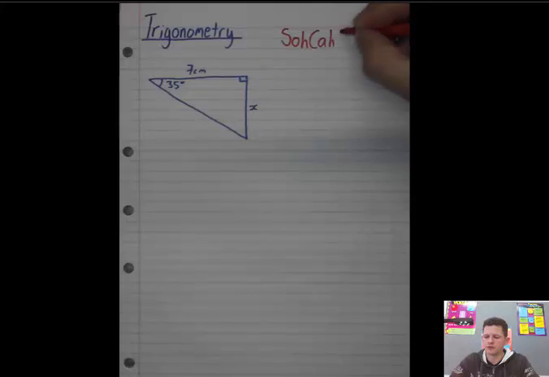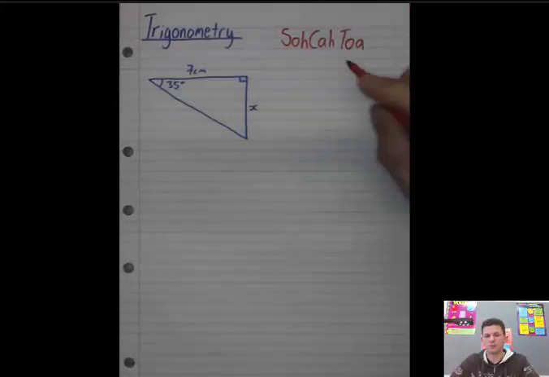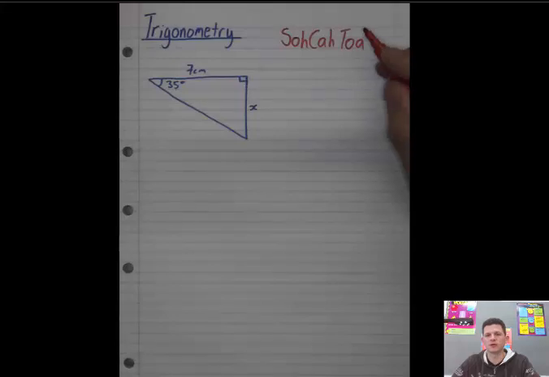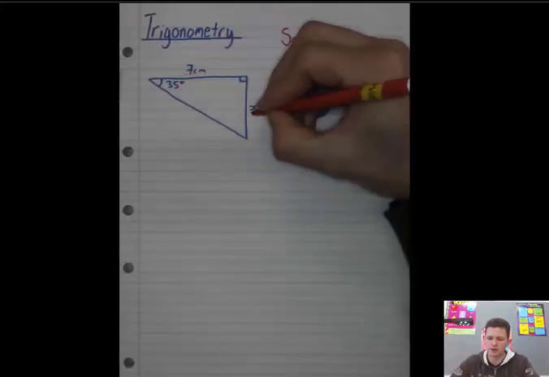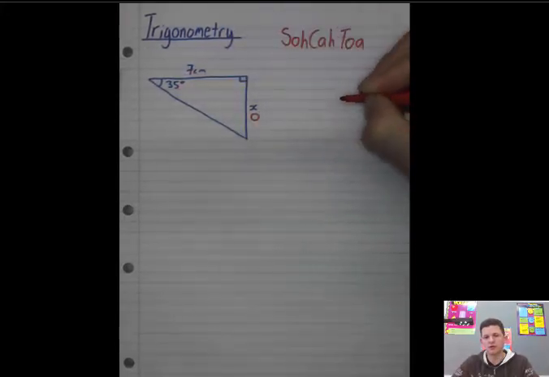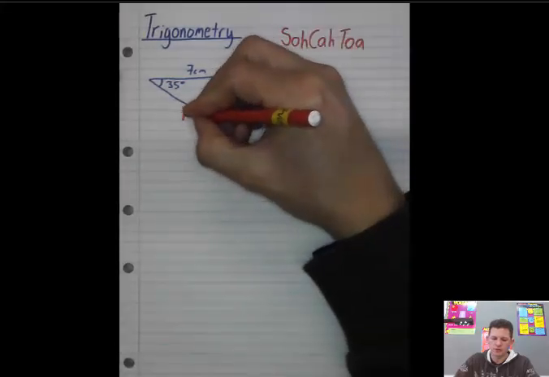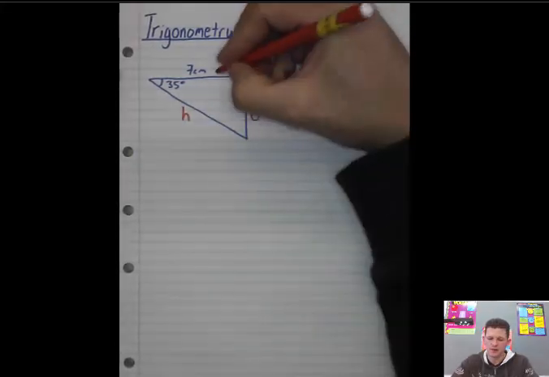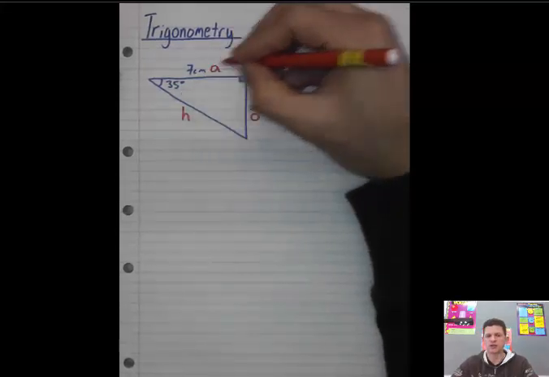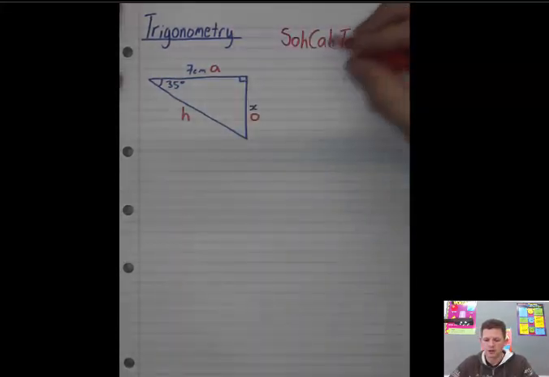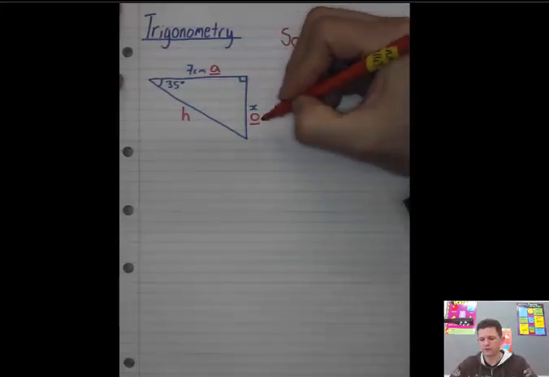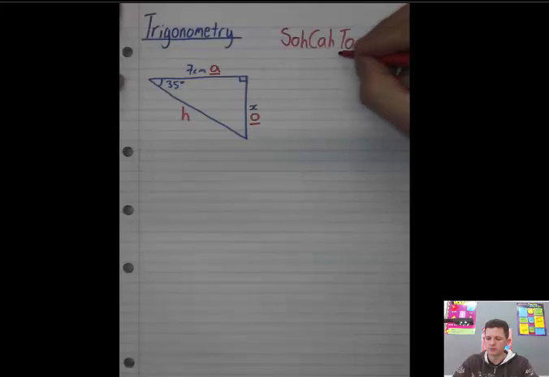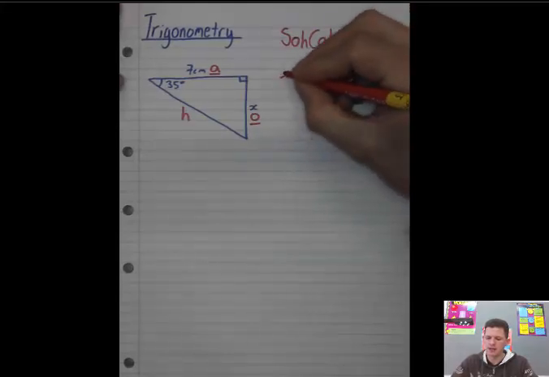First thing I'm going to do is write SohCahToa down at the top of my page so that I can refer to that when I'm deciding which of the three rules I'm going to use. Now to solve for this triangle, I label my sides: opposite 35 degrees is my O, opposite my right angle is my hypotenuse, and then A is adjacent to the 35 degrees. So I need to figure out which rule I'm going to use. And I've got information for O and A, which means it's a tan question.